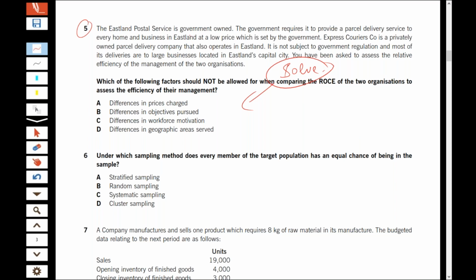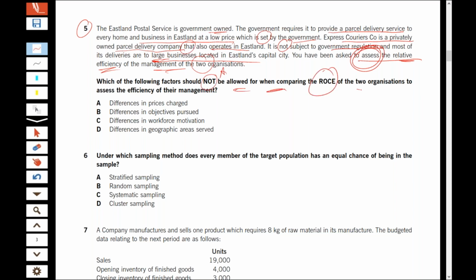The Eastland Postal Service is government owned. The government requires it to provide a parcel delivery service to every home and business in Eastland at a low price, which is set by the government. Express Courier Company is a privately owned parcel delivery company that also operates in Eastland. It is not subject to government regulation and its deliveries are to large businesses located in Eastland capital city. You have been asked to assess the relative efficiency of management of the two organizations. Which of the following factors should not be allowed for when comparing ROCE between the two organizations?